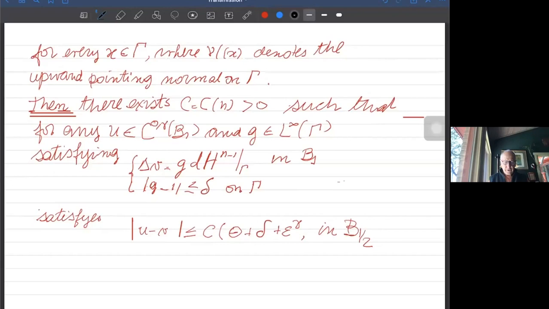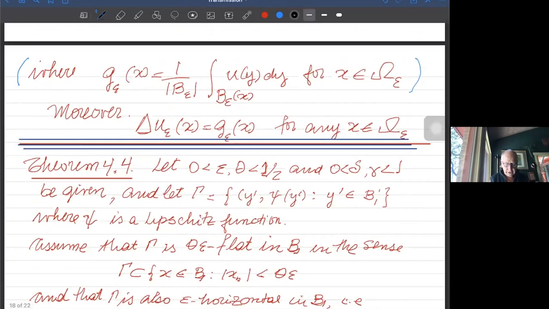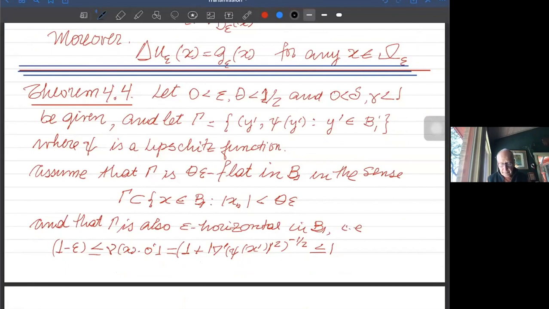So basically what this theorem says, let me put it here. You take an epsilon, which is a small number, and a theta, which is a small number, less than one half. And you take this delta bigger than zero, and less than one. So we have these bounded quantities that are given, and you have your gamma, the large gamma, from the beginning, the points where things change behavior.